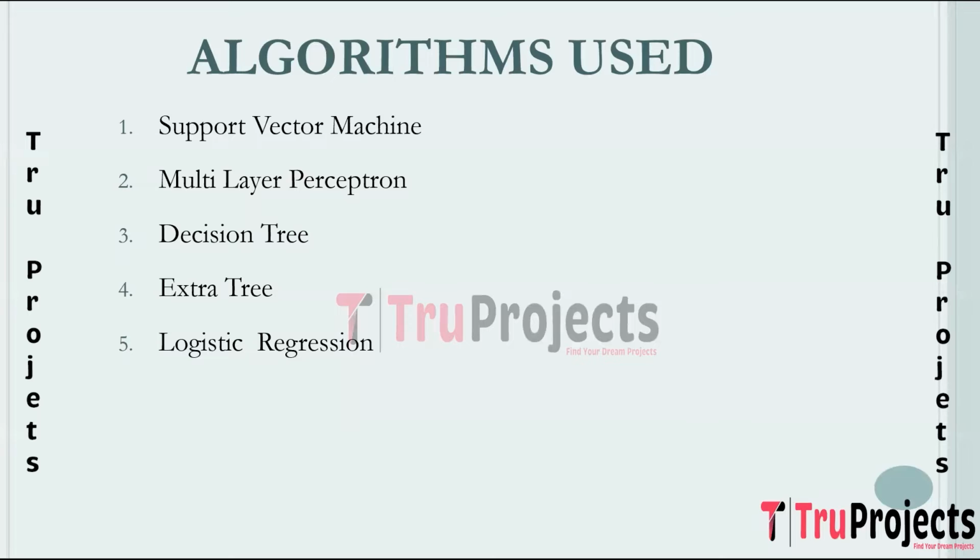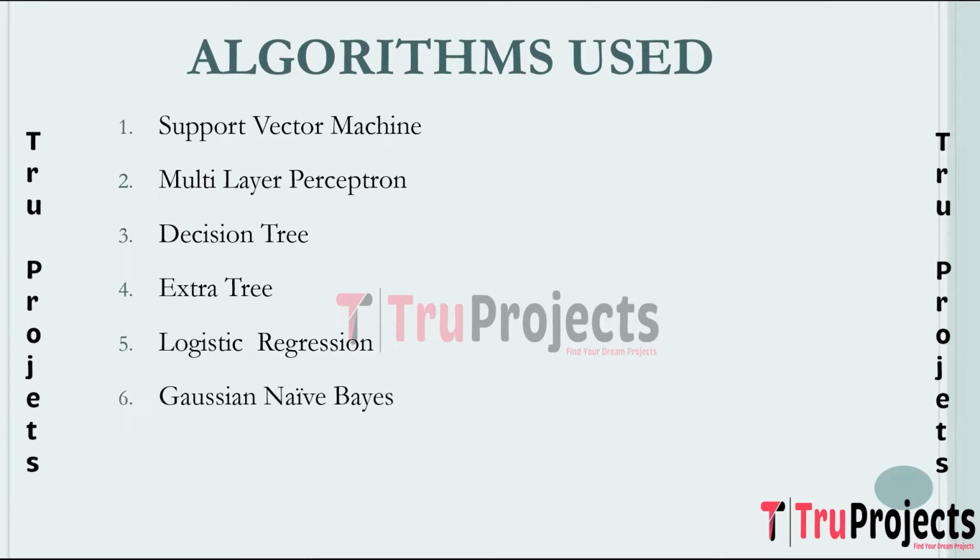The next algorithm is logistic regression. It is a statistical model used for binary classification tasks. It models the probability that a given input belongs to a particular class using the logistic function. Logistic regression is used in the project for its simplicity, efficiency, and interpretability. It provides probabilistic outputs and can handle both linear and nonlinear relationships between features.